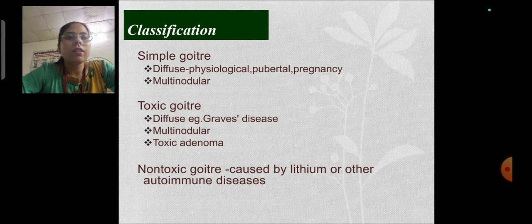For the classification, we can classify the goiter into simple goiter, which occurs diffusely or physiologically, or in pubertal age group, or in pregnancy. It can be of multinodular type. Then the second one is the toxic goiter, which is diffuse and happens in Graves' disease. It is also multinodular and it also involves the lymph nodes, known as toxic adenoma. Non-toxic goiter is caused by lithium or other autoimmune diseases.